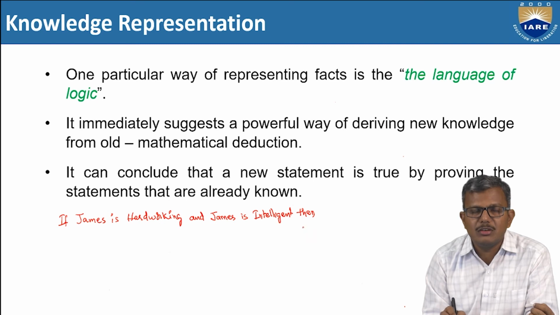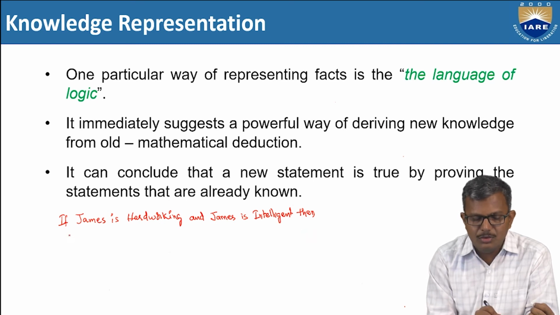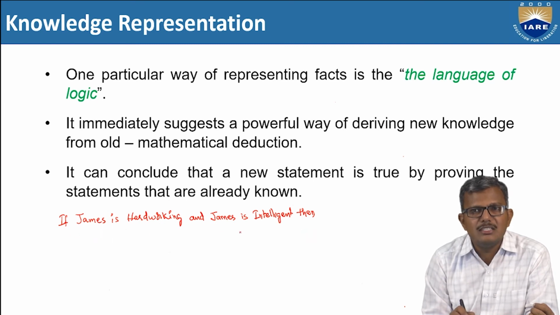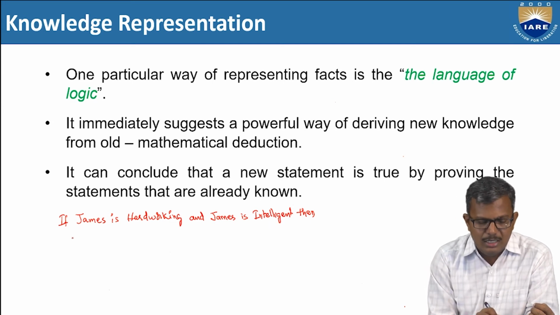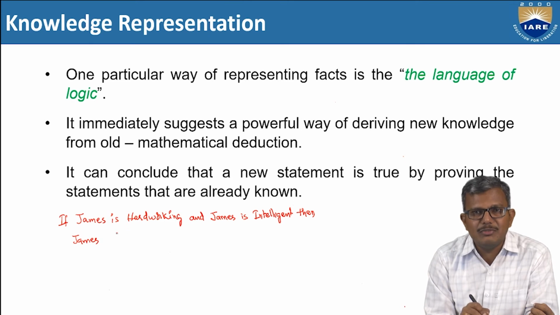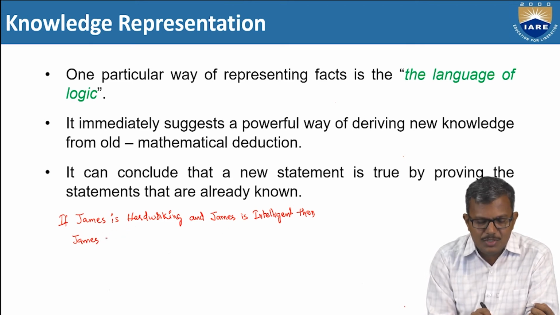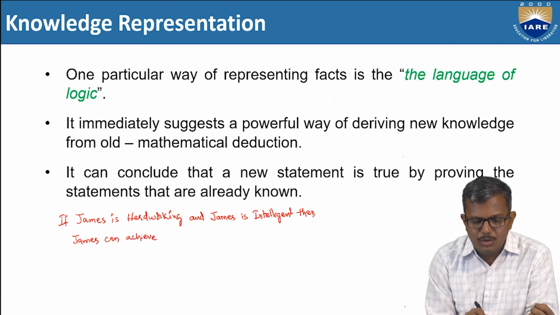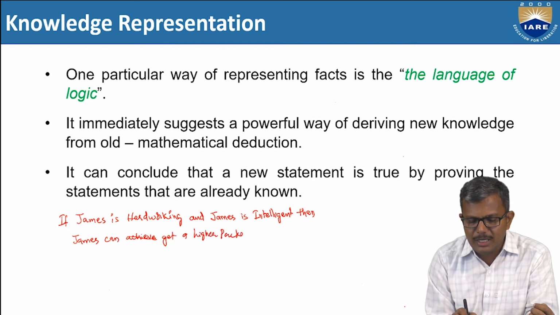What is that logic? An if-then kind of condition-based logic. Okay, so if James is hardworking and James is intelligent, then James can, of course you can refine this sentence, but for your understanding I am writing like this, James can achieve or get a higher package. I can write like this: higher package job.